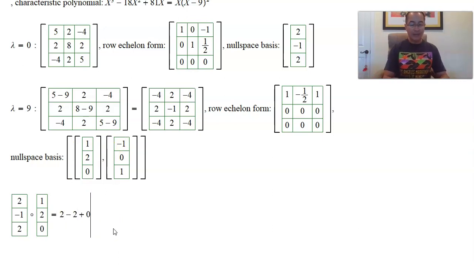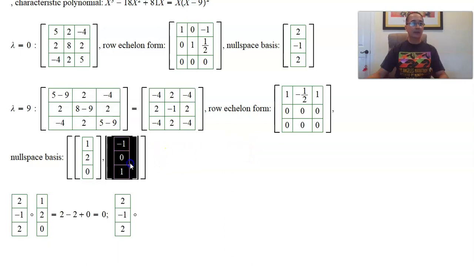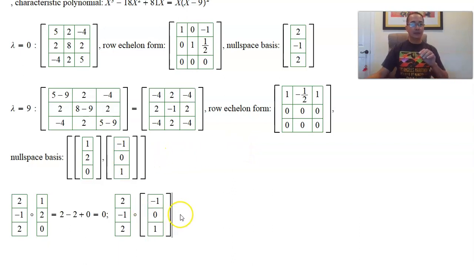2 minus 2 plus 0. Yay! That is equal to 0. Okay, what about the other one? 2, minus 1, 2, dotted with negative 1, 0, 1. We get negative 2 plus 0 plus 2. Yay! That is also 0.